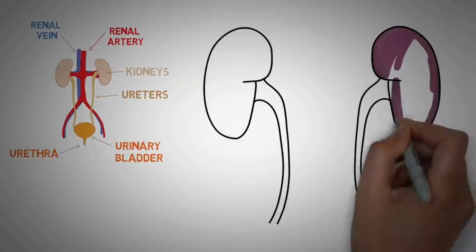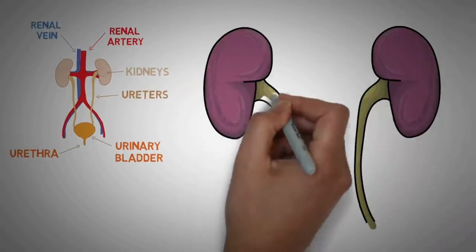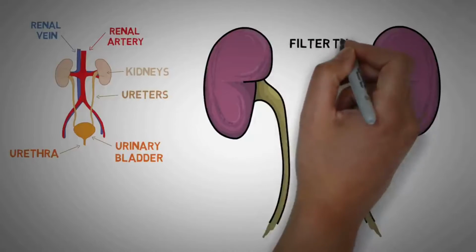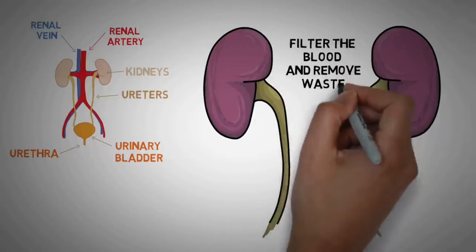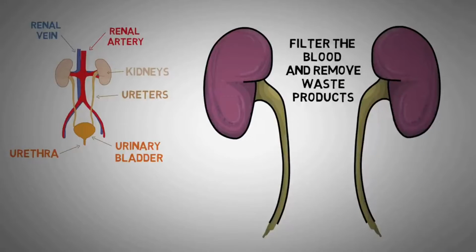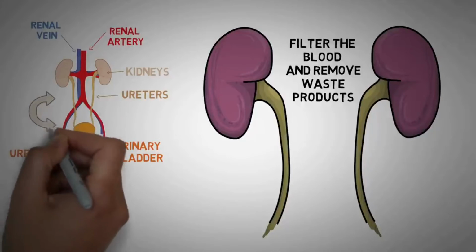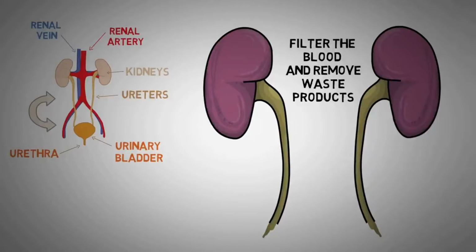So the main hero of the urinary system is this pair of kidneys. The kidneys do the main job of filtering your blood and removing all the waste substances from it. The rest of the urinary system is basically just a storage unit and provides a mechanical force so that the urine can be expelled from the body.